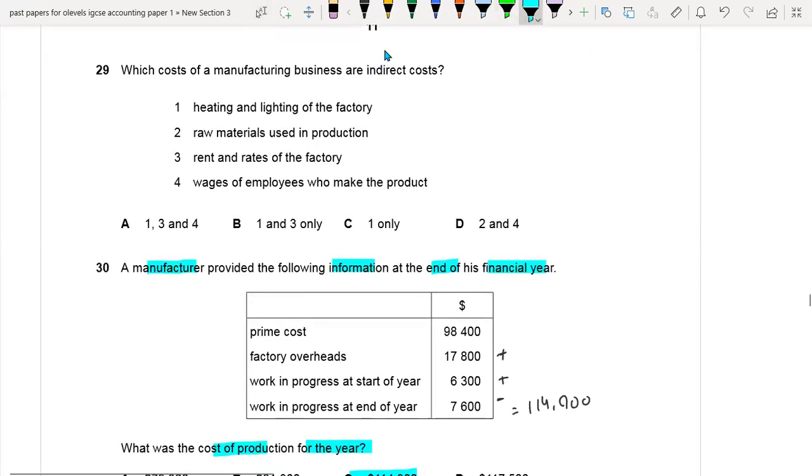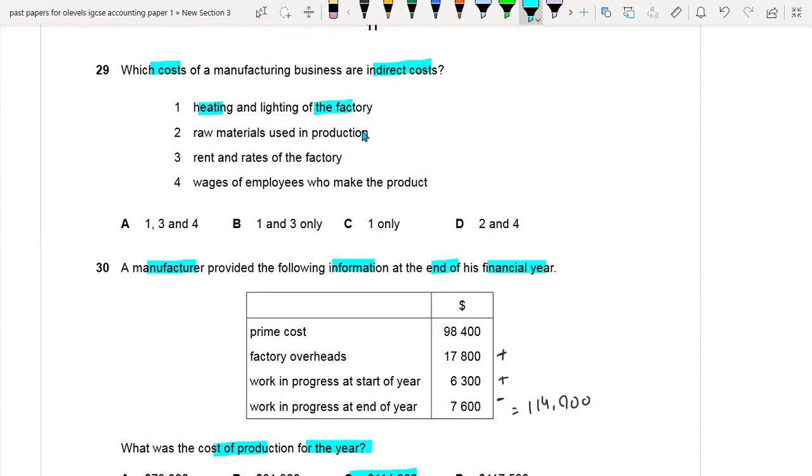So question number 29. Which cost of the manufacturing business are indirect costs? This is very, very easy. Heating and lighting of the factory. We know that indirect costs are the costs which cannot be directly attributable, and it is not easy to trace. Simply you can say that we cannot divide it on the number of units. So indirect cost is heating and lighting of factory. Yes, this is the indirect cost.